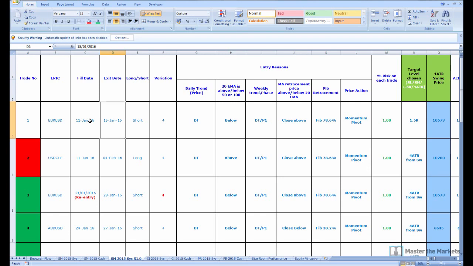The third thing is your stats. Do have a journal like this. Record every single trade so that you know how your system is performing and the percentage risk that you're taking on each particular trade.